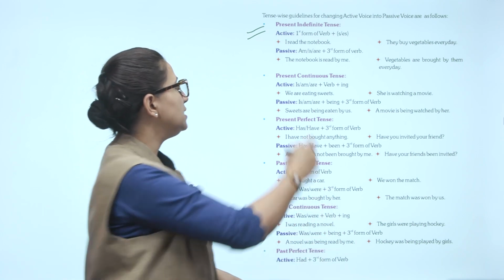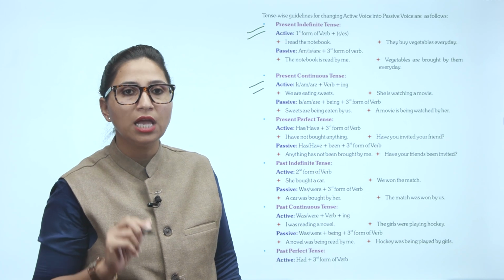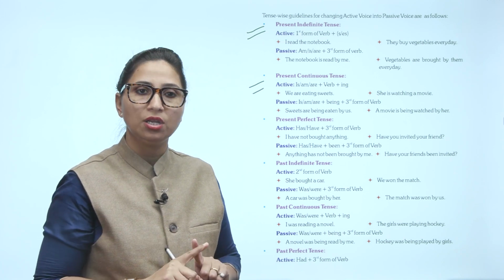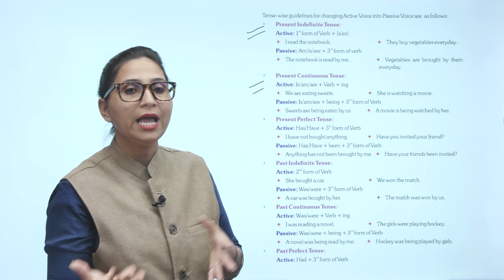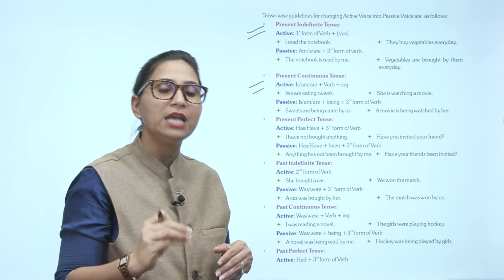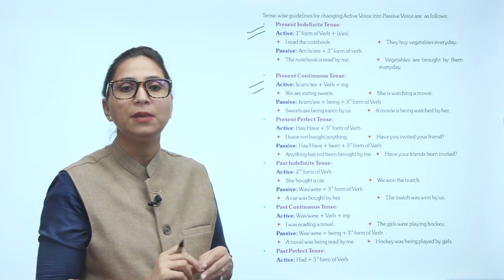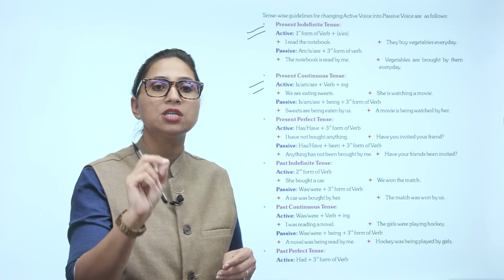In present continuous tense you have to use is, am, are, then verb plus ing. We are eating sweets. She is watching a movie. When you want to change it into passive voice, you have to use is, am, are plus being plus third form of verb. Sweets are being eaten by us.